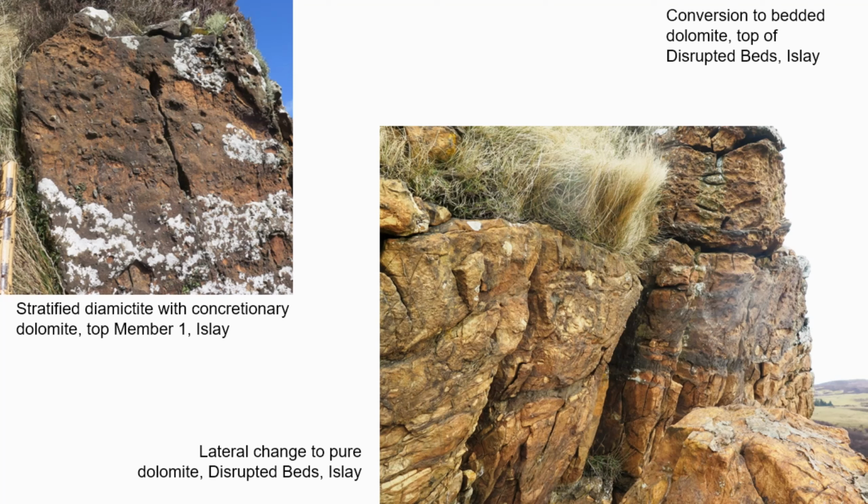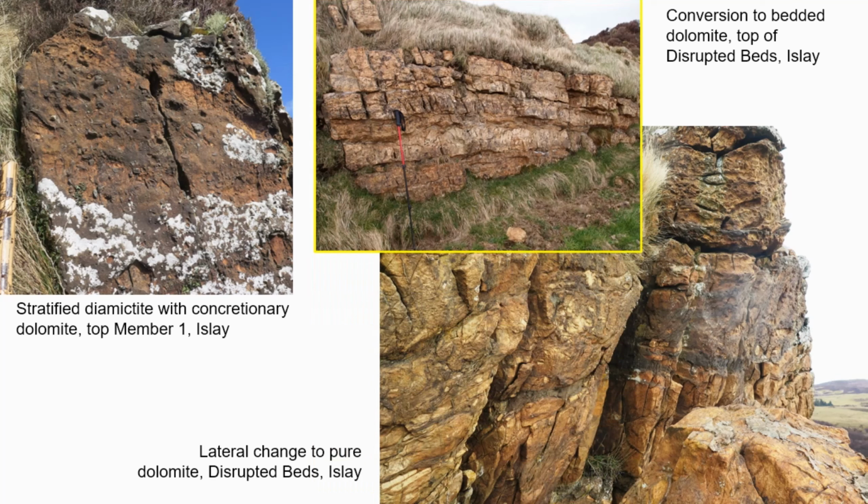Here, the left-hand photograph shows an example of concretion development within a diamictite at the top of member 1 on Islay. The right-hand view shows a lateral transition from partly dolomitized sediments on the far right, with dark grey siliciclastic grains still being visible, to purer dolomite on the left. The top of the disrupted beds on Islay is typically composed of pure dolomite, as in this photograph, which represents the end product of this early diagenetic dolomitization process. A similar phenomenon of dolomite replacing shale is found in Svalbard, just beneath the Sturtian deposits.